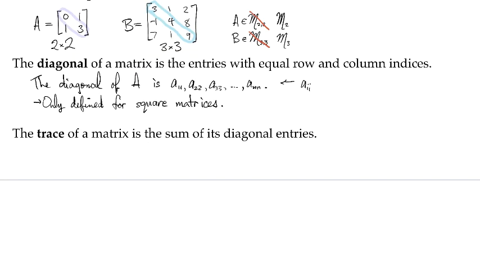And then the last idea that we have for this clip is the trace of a matrix. The trace of a matrix is the sum of its diagonal entries. So the trace of A, for example, from the previous example would be 0 plus 3. So that would be 3. And the trace of B would be 3 plus 4 plus 9. So that would be, oh gosh, whatever, 16.